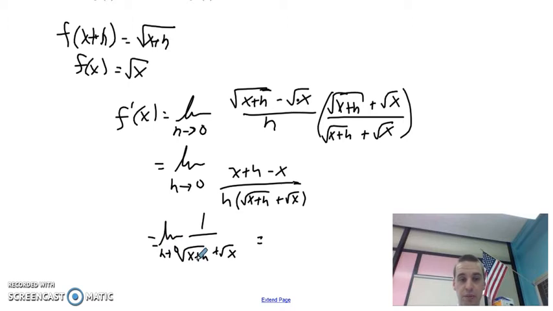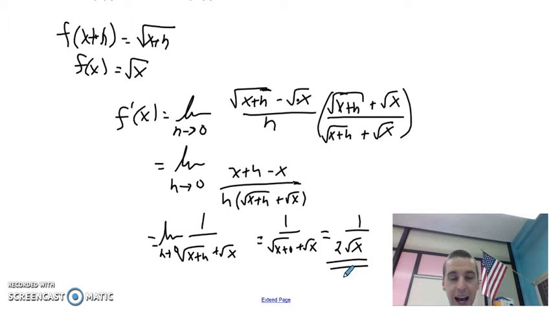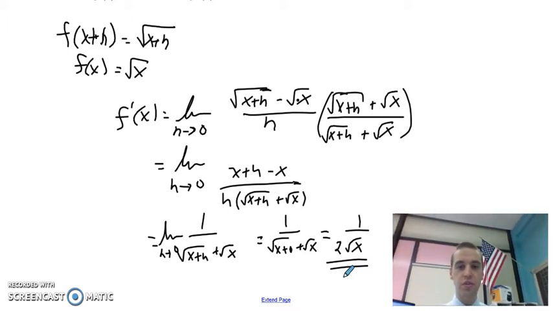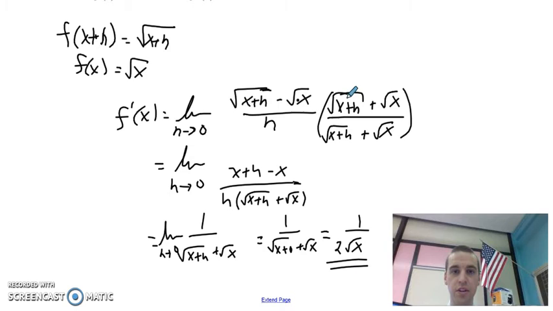Well, when I get to this point, I'm just going to plug in 0. 1 over square root of x plus 0 plus square root of x. And I'm going to get 1 over 2 square roots of x. Square root of x plus square root of x, 1 over 2 square roots of x. And we're done. That's honestly all you had to do. So do not try to make that more difficult. You saw square roots, multiply by its conjugate, do the algebra out, and realize that these x's you can add together, square root of x plus square root of x, you get 2 square roots of x.